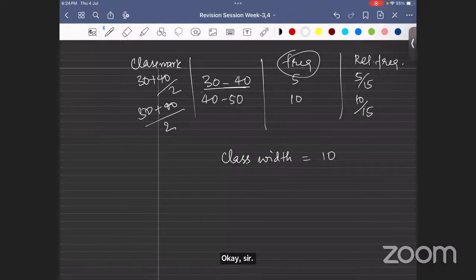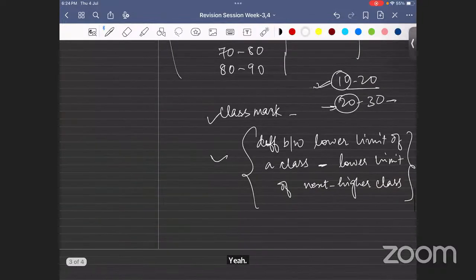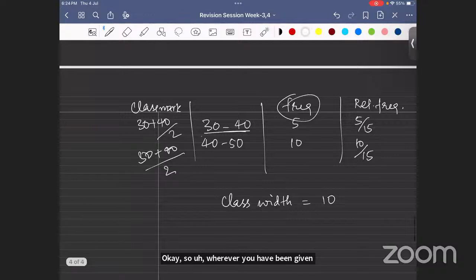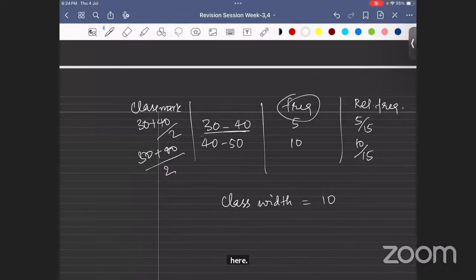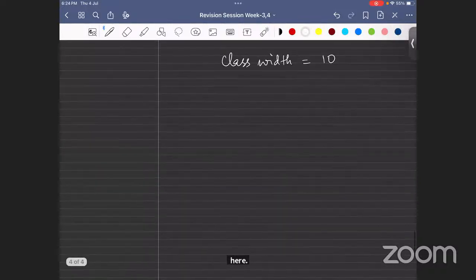Okay. So wherever you have been given this type of data set, you can just organize it in this form, and then you can plot your histogram. Okay, from here also. Now the next part you will be dealing with is the stem and leaf diagram.